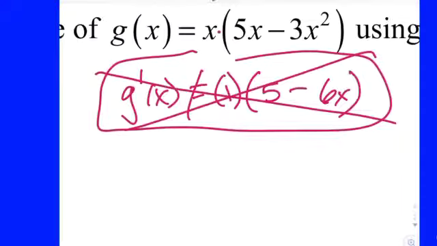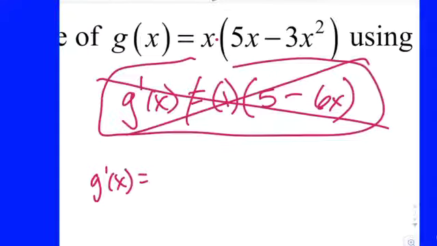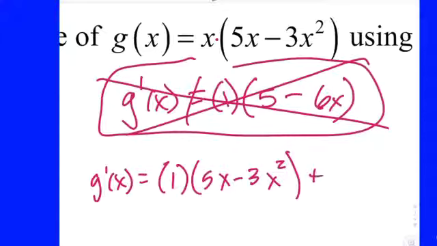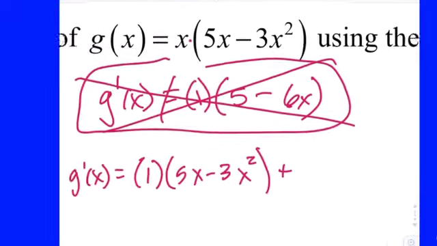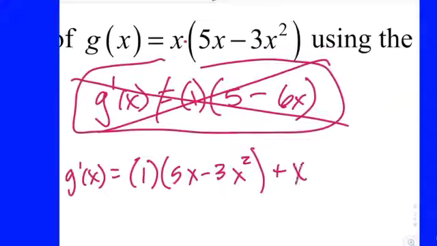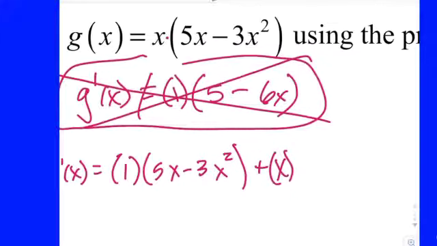Let's do it the right way. Okay, g prime of x. X is first, so let's take the derivative of x. What's the derivative of x? 1. The second factor, remember, he's just there. He's for support. He's cheering him on. You go, x. Nice job. Plus, now x is like, your turn. And the other guy's like, thank you. You are so nice. You are too. The derivative of the next one is 5 minus 6x.